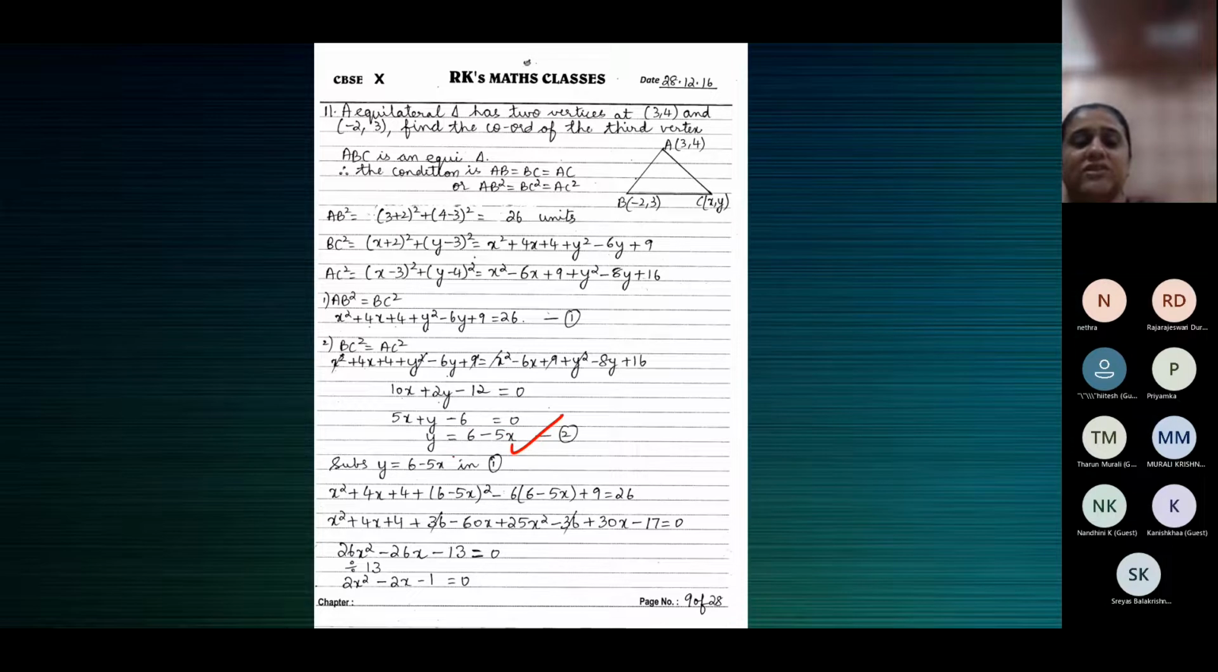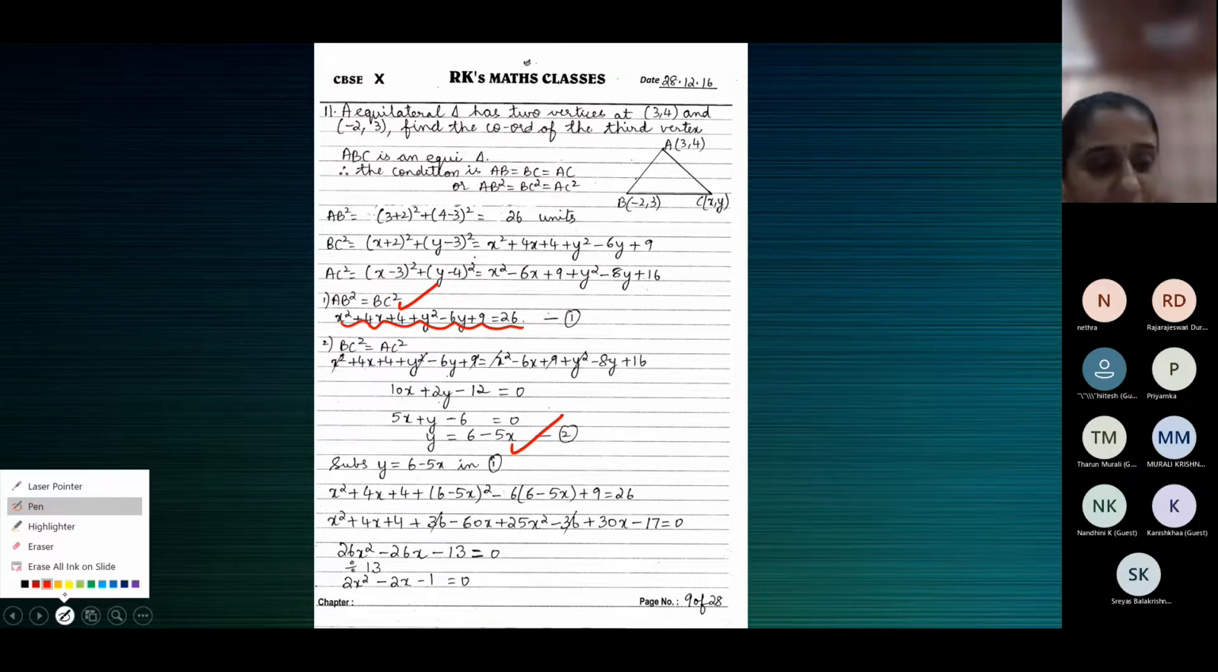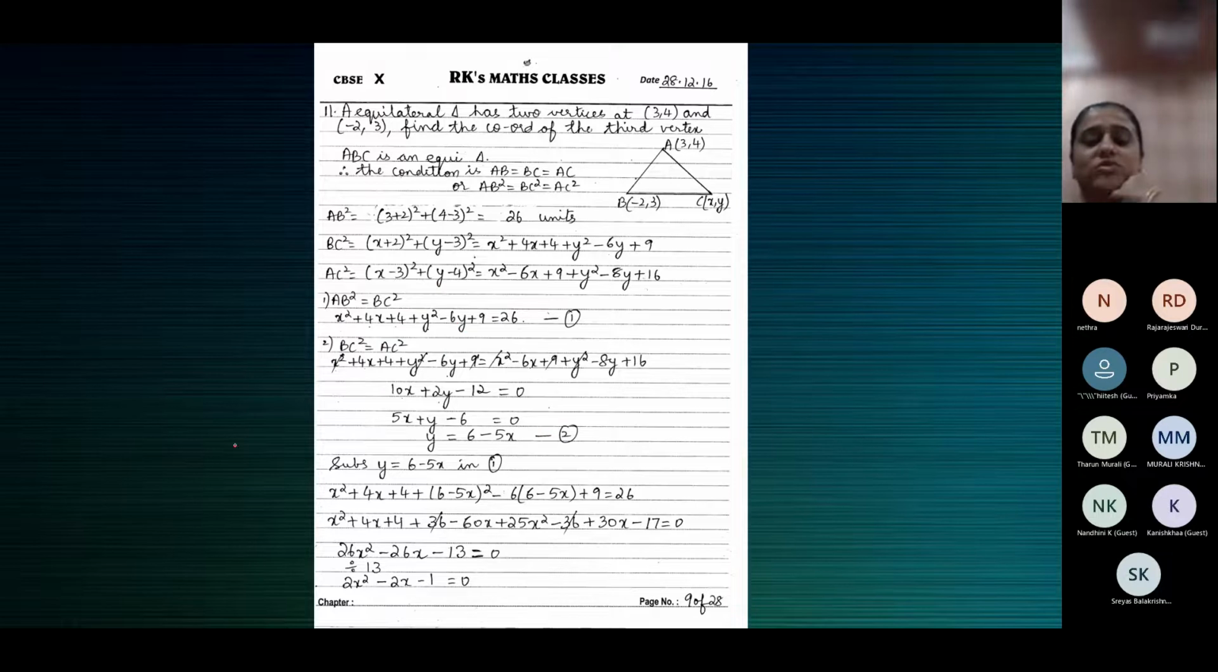Now substitute that in the first equation. We already have an equation, right? AB square is equal to BC square. We already have an equation here. So here, in place of y, use 6 minus 5x. So see here, this is the equation. This is the equation 1.